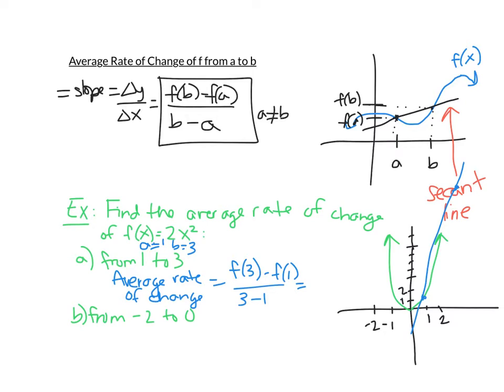f of 3 ends up being 18. f of 1 is 2. 3 minus 1 we know is also 2. So your answer for this one is going to be positive 8. That's actually all we have to do for this problem.